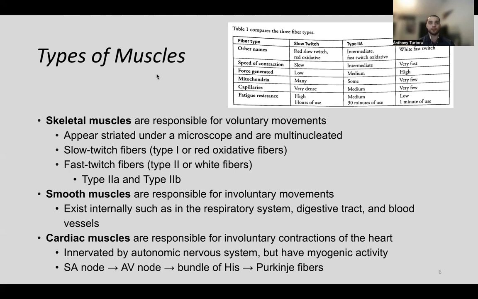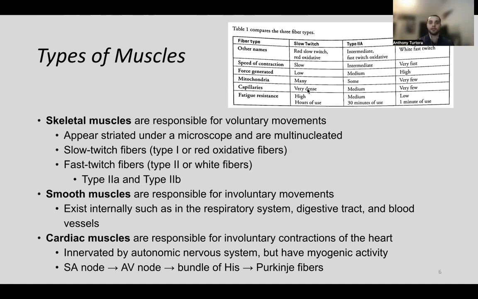Fast twitch fibers, on the other hand, have less mitochondria and less myoglobin. So they appear white under a microscope, so we call them white fibers. They're used for a shorter period of time, but they contract faster. Now referring to the different types, type 2A fibers cannot maintain activity for as long as slow twitch fibers, but they far exceed them in force. So type 2A fibers generate a lot of force, but for a short period of time.